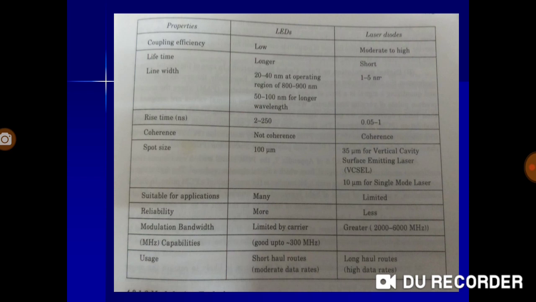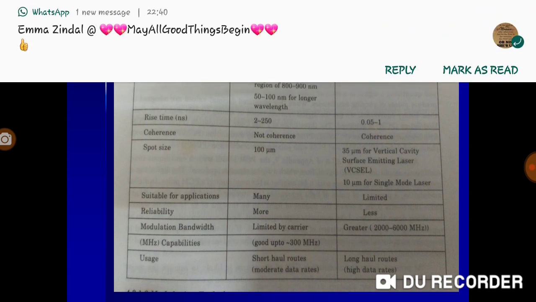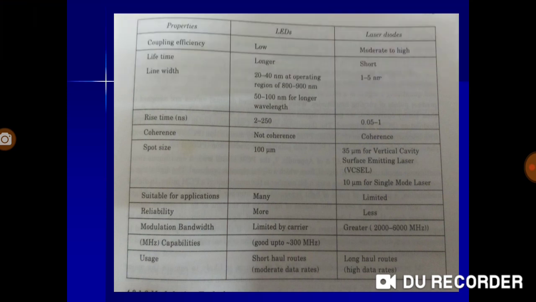Next, coupling efficiency. LED and laser diode are both sources. So how much light is actually coupled from the LED into the optical fiber, and how much light is put in by a laser diode within the optical fiber as a source. Coupling efficiency for LEDs is quite low because the light gets diffused, while laser diodes are very directional, so it is moderately high. Next is lifetime. Lifetime means how long the photon emission behavior stays standard. It is quite long for LEDs and very short for laser diodes.